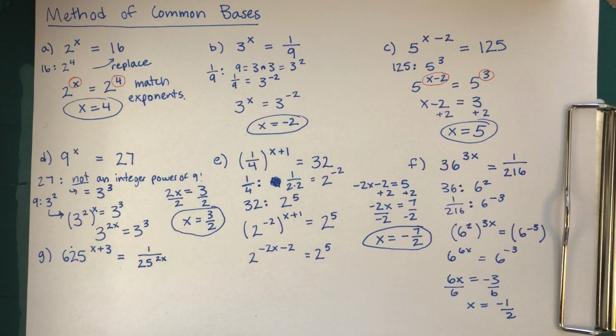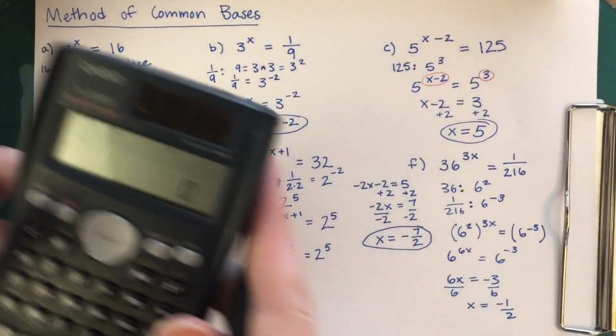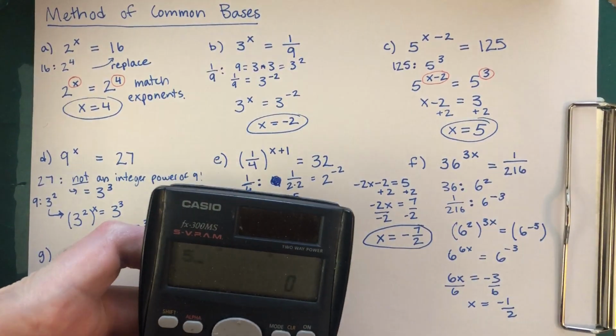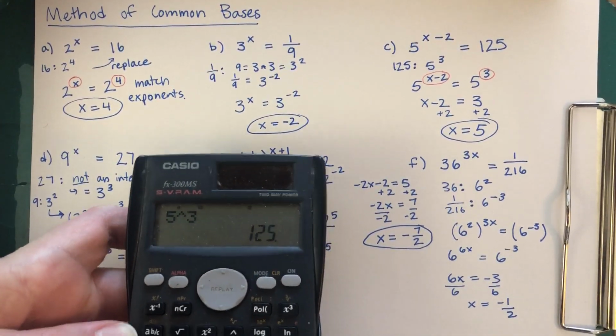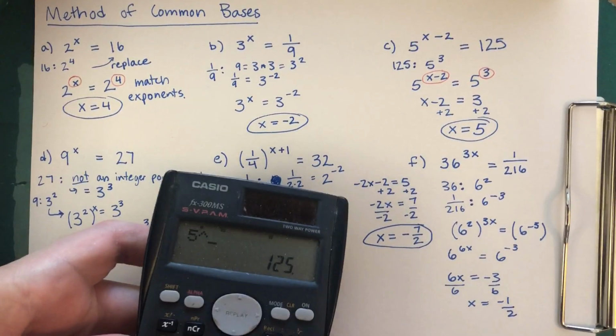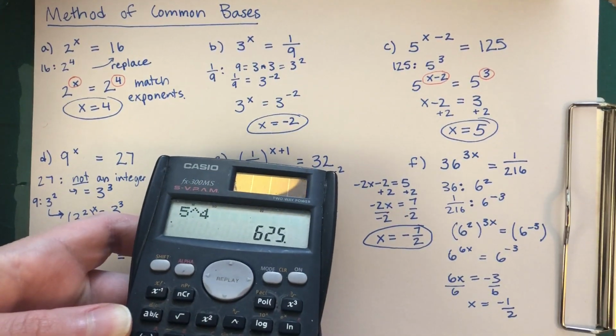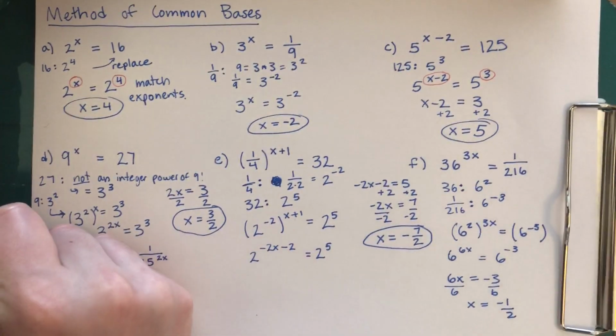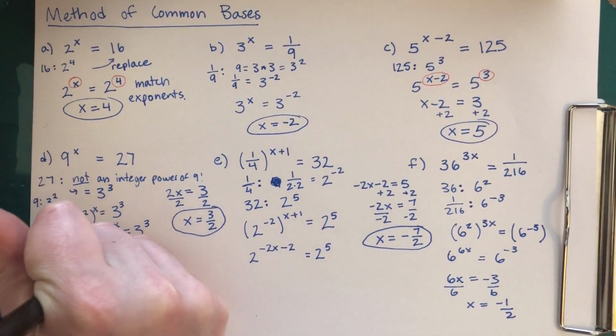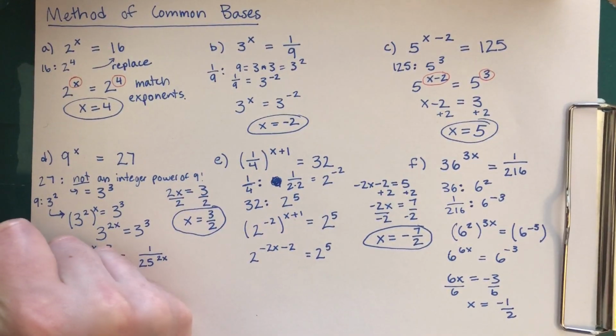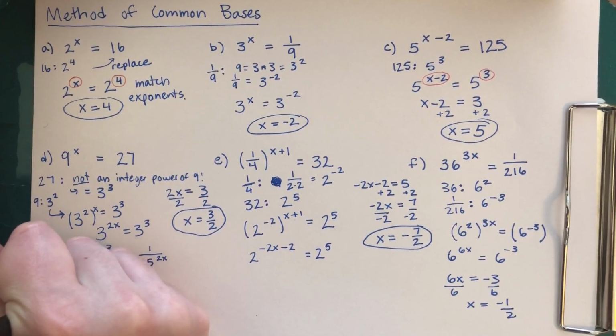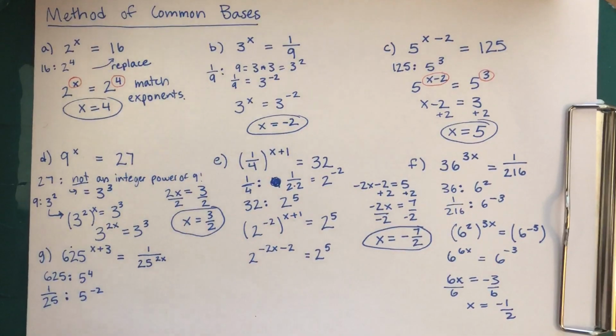I want to think about what number should probably be the base. And I'm pretty familiar with the numbers at this point, but as you get more used to it, you'll be able to guess a little bit better. And you can see that if I type in 5 to the 3, okay, that's 125. That's not quite big enough. Is it 5 to the 4? Yes. So 625 is going to be 5 to the 4. 1 over 25 is going to be 5 to the negative 2.